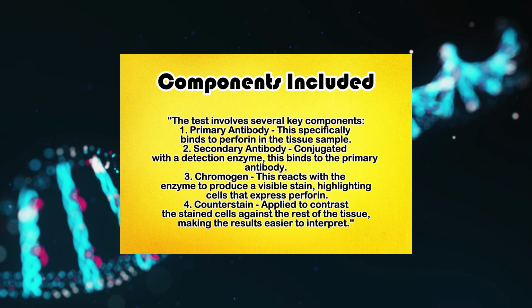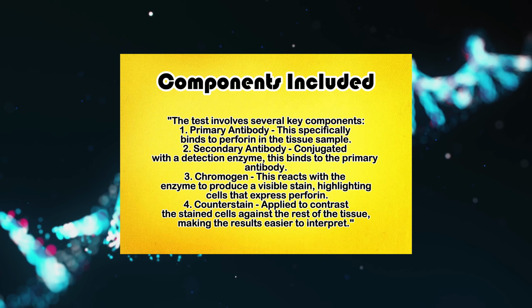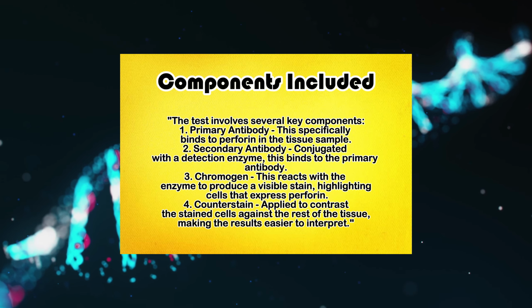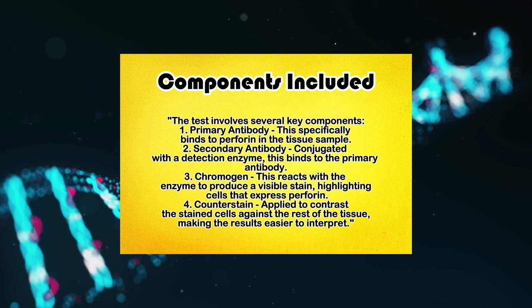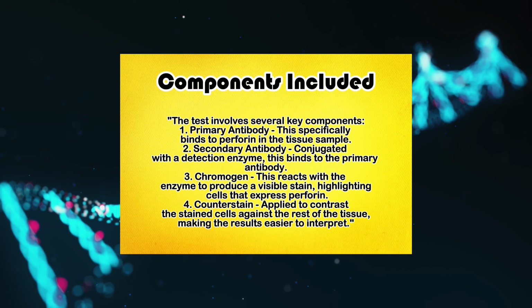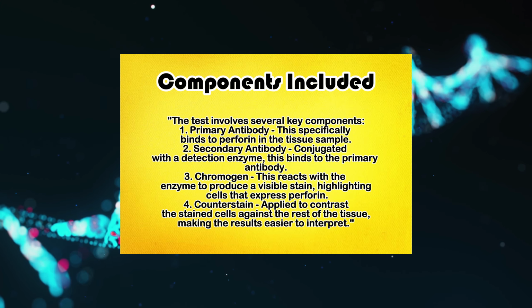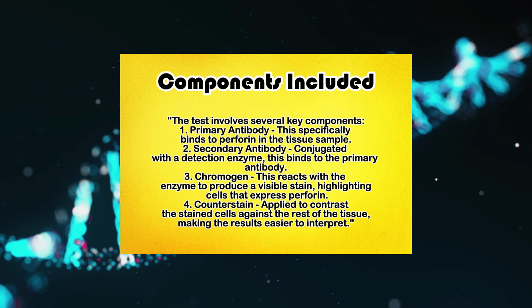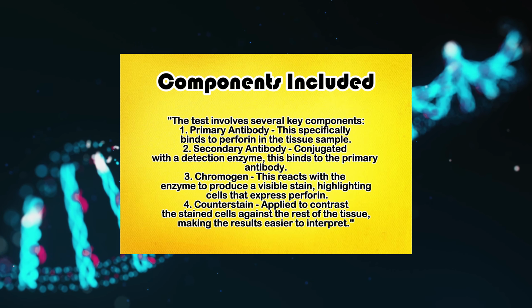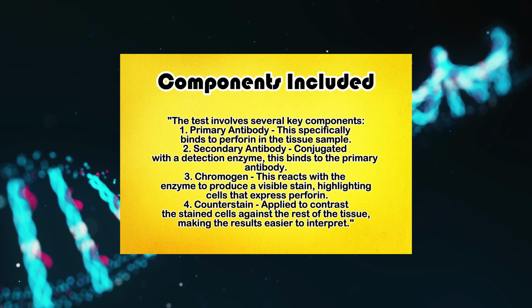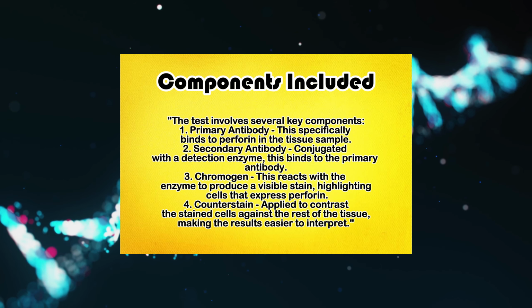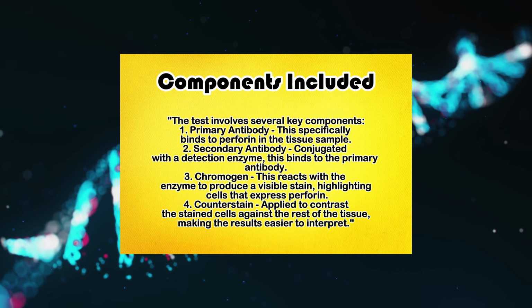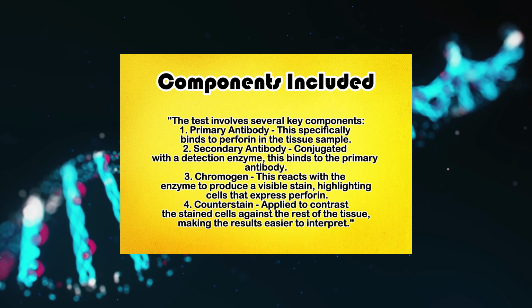Components included. The test involves several key components. 1. Primary antibody. This specifically binds to perforin in the tissue sample. 2. Secondary antibody. Conjugated with a detection enzyme. This binds to the primary antibody. 3. Chromogen. This reacts with the enzyme to produce a visible stain, highlighting cells that express perforin. 4. Counterstain. Applied to contrast the stained cells against the rest of the tissue, making the results easier to interpret.